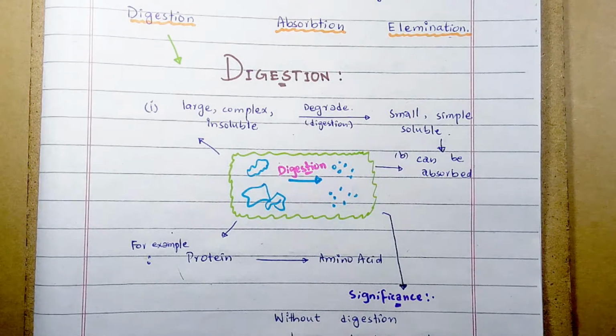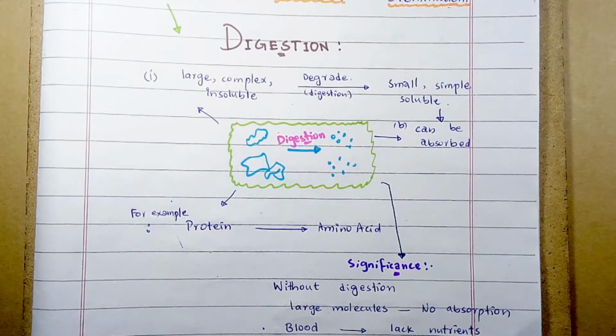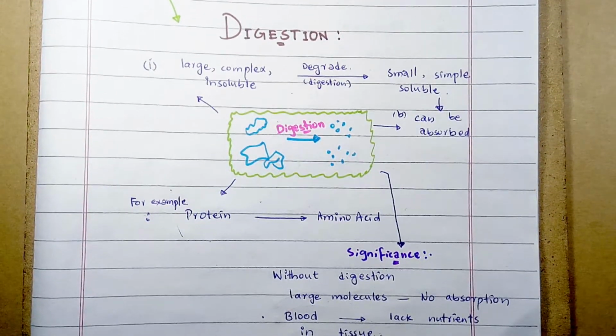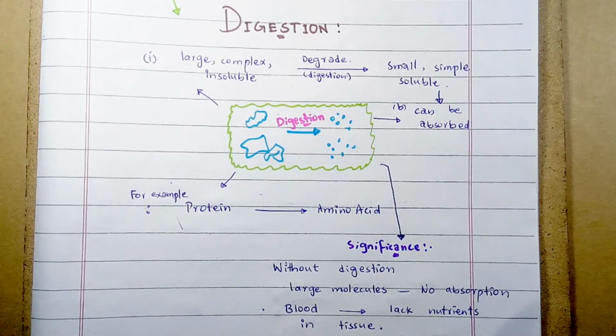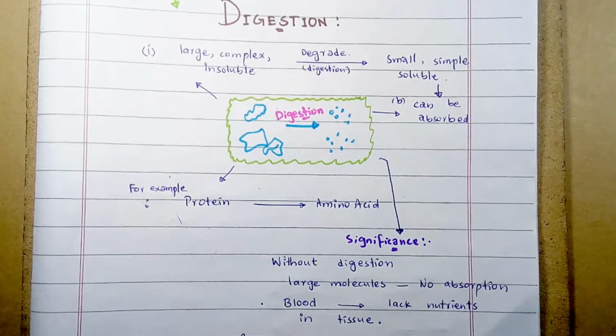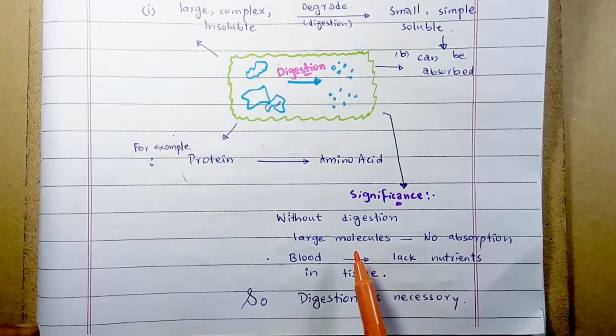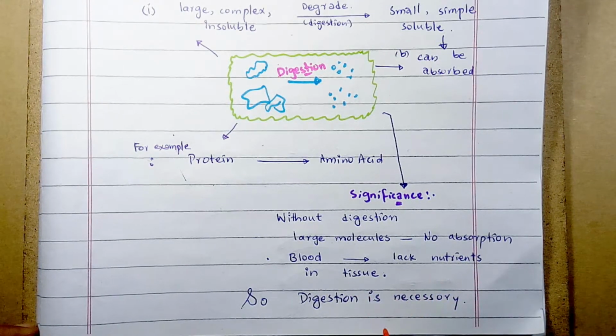Why is digestion present in the digestive system? What is the significance of digestion? The importance of the digestion process is that without digestion, large complex nutrients cannot be absorbed in the intestine, so they will not enter the blood, and ultimately the peripheral tissues lack the nutrients. So this is the importance of digestion. Without digestion, large molecules cannot be converted into small ones, so there is no absorption, and the peripheral tissues lack nutrients. So digestion is necessary.